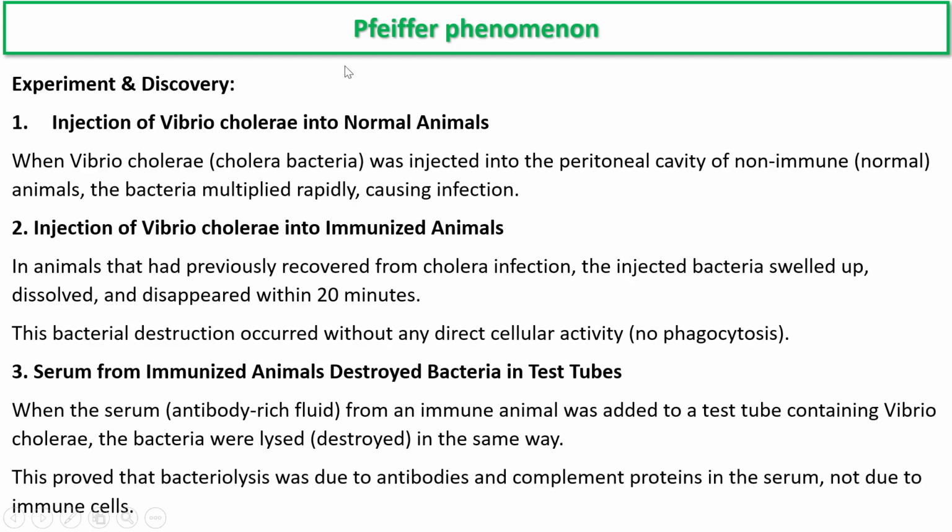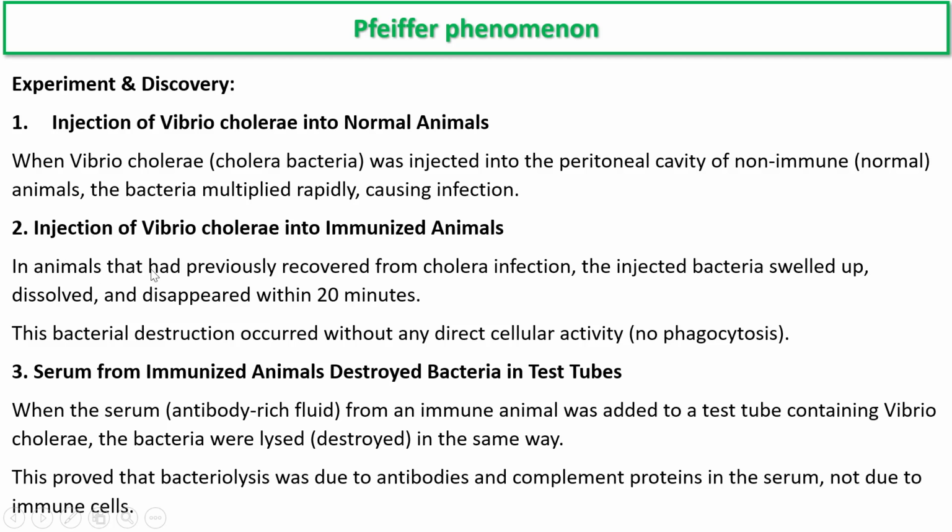So what is happening in this particular phenomenon is that he injected Vibrio cholerae into normal animals. These animals were normal. When Vibrio cholerae, the cholera-causing bacteria, was injected into the peritoneal cavity of non-immune, that is normal, animals, the bacteria multiplied rapidly, causing infection. Parallelly, he injected Vibrio cholerae into other animals. These animals had not received any antibody or anything before that. They were completely normal. That was the first exposure to Vibrio cholerae.